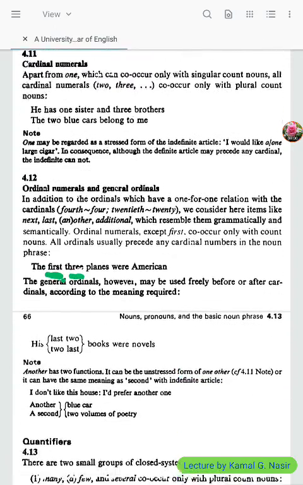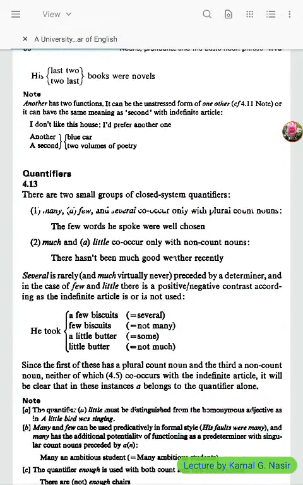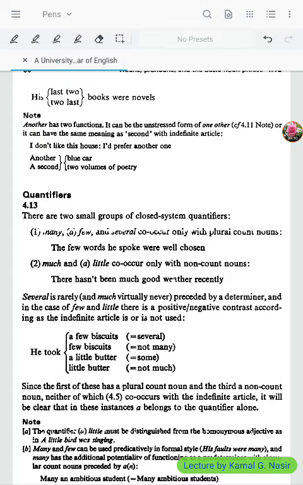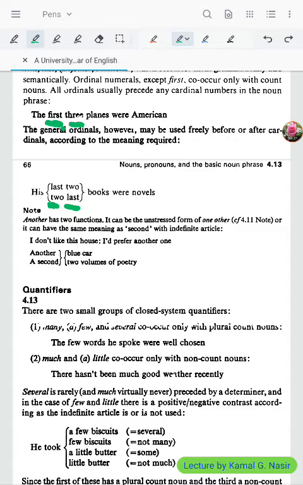Good. Now we have also, for example, his last 2 books. Also, last is what? Ordinal. And 2 is cardinal. Books were novels. We can say his 2 last books were novels. We can use last. Last may come after or before the cardinal number. This is only last. You see? Only last.